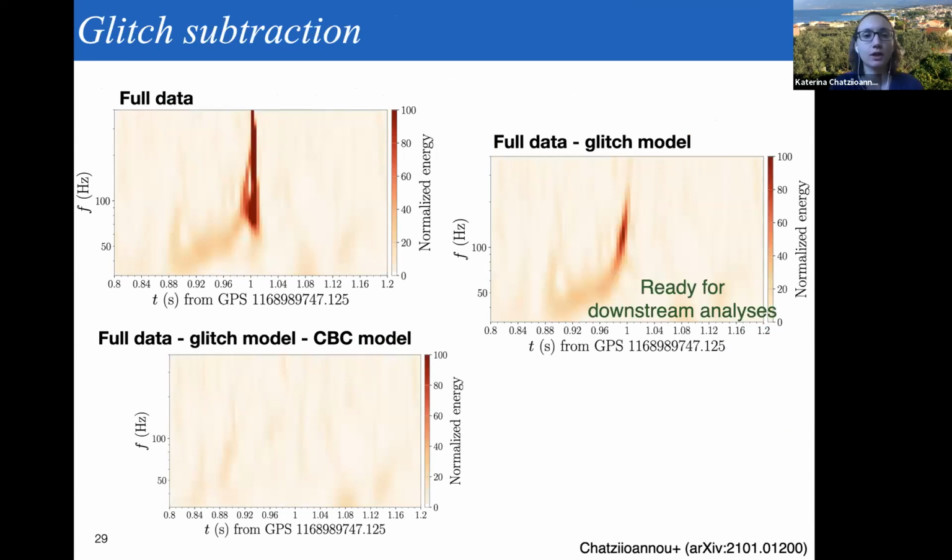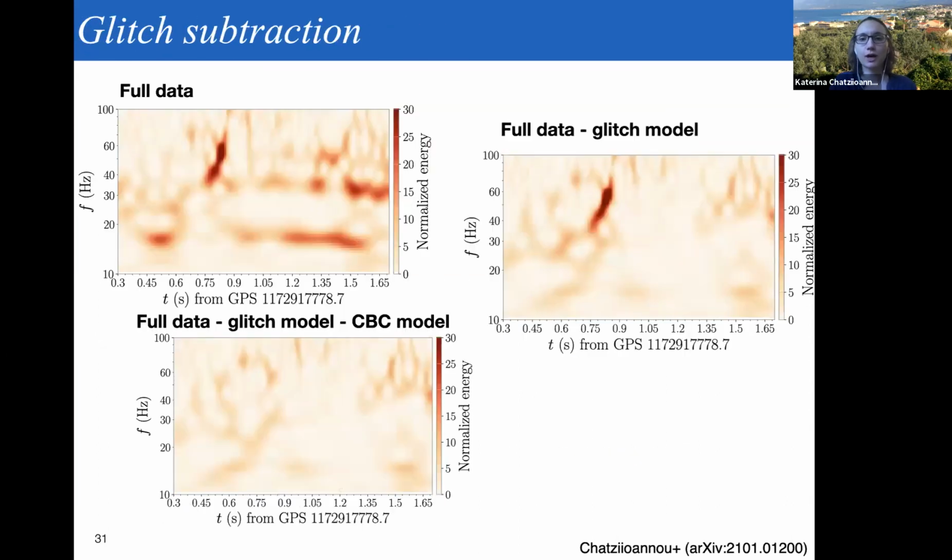In this plot, if you look at the top left and top right, the top left includes both a glitch and a chirp, a nice pretty chirp. And on the right, we have removed the glitch and you just have the chirp, which is what you want. You just need your signal and no extra stuff on top. I have a couple more examples for how well this works for other types of glitches.